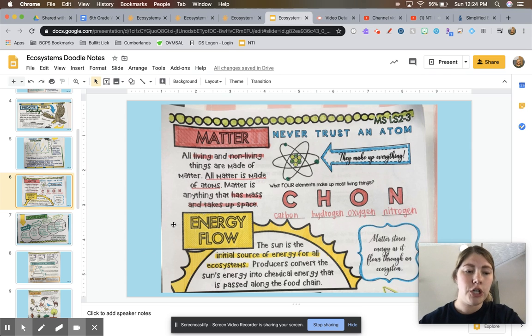The next word is energy flow. Energy flow is the initial source. The sun is the initial source of energy for all ecosystems. Producers convert the sun's energy into chemical energy that is passed along the food chain. So energy is passed from one organism to the next in an ecosystem, and that's where you get the energy flow. The sun is the initial source for every piece of the ecosystem.